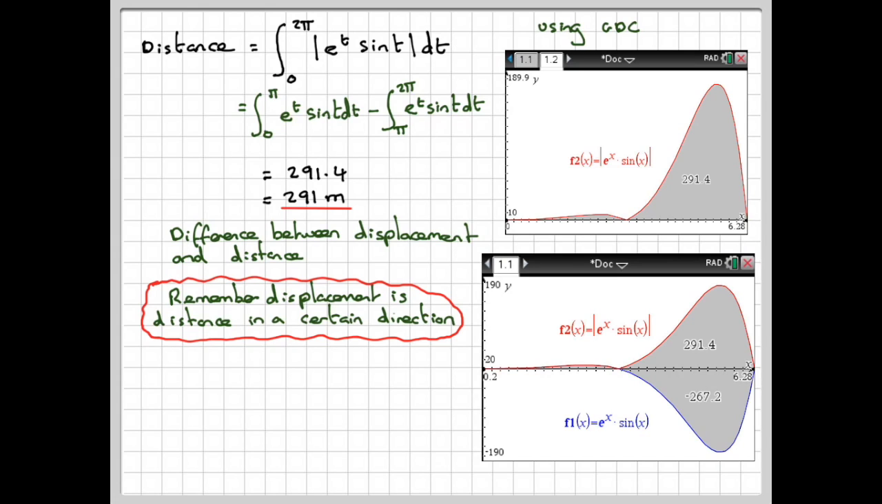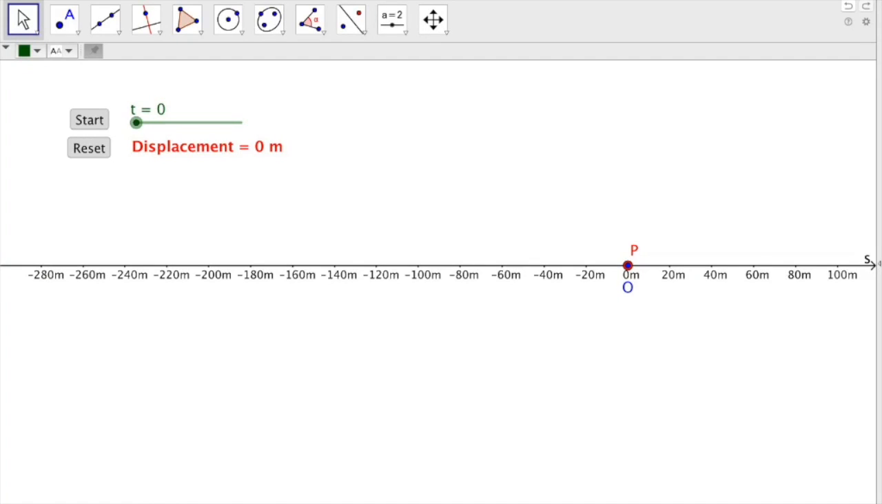And we can just have one last look at this in a different format. If we look at this app, here we have a number line, and we have the point P at the origin, and at t equal to 0, the displacement is equal to 0 meters. If we press the start button, and this app is in the notes of the video, we'll see it starts to slowly go in this direction. When t gets to about pi, it will start coming back, and then it will go very quickly to the value here at minus 267.25.